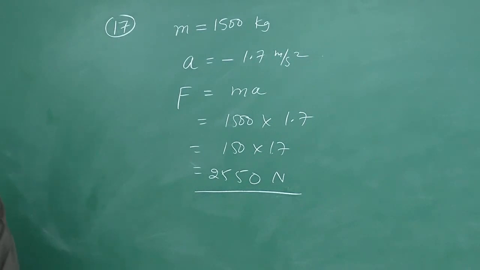So mass of vehicle is given as 1500 kg, and we have to calculate the force required to stop it with a negative acceleration of 1.7 meter per second square. So acceleration is given as 1.7, and we have to calculate the force. So F is equal to ma. So using that we can calculate simply the force that should be applied. Next, 18th problem.